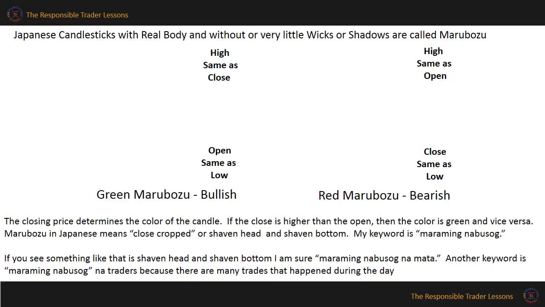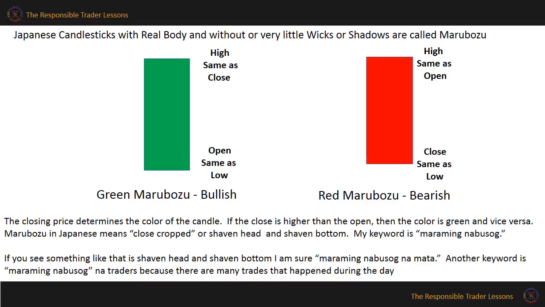Japanese candlesticks with real body and without or very little wicks or shadows are called marubozu. We have the high same as close, and the open same as low. What you're seeing now is a green marubozu. It is bullish. What you're seeing now is a red marubozu. It is bearish.